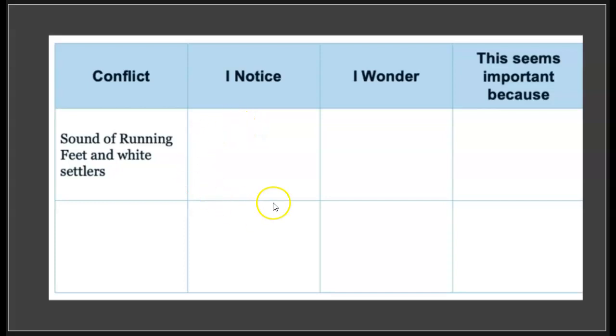Then in the middle column, you'll record what you notice and then what you wonder about this conflict. And then what details in this first chapter indicate that there is a conflict? What did those details make you wonder about? Finally, in this last column, you'll reflect on why those details might be important.